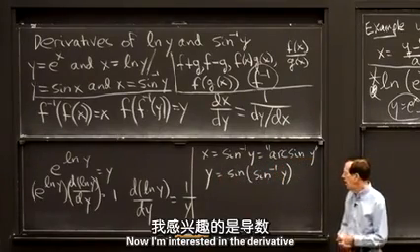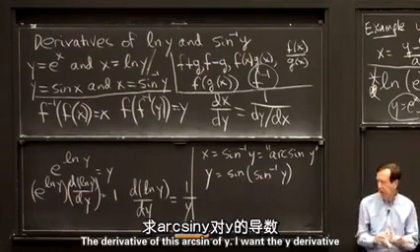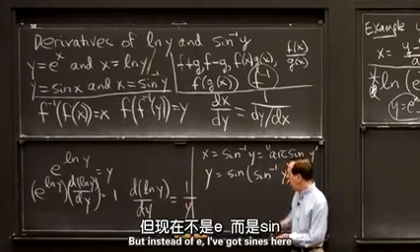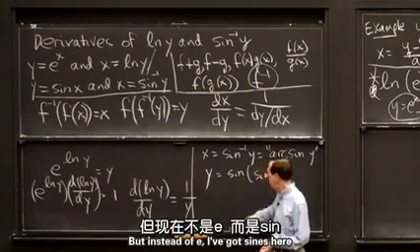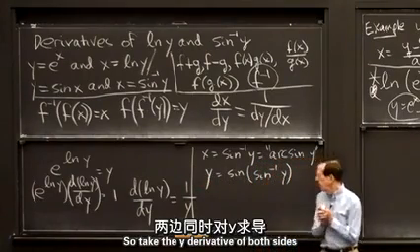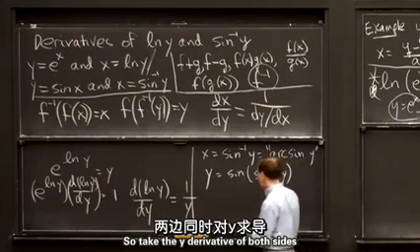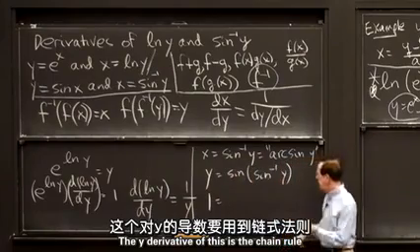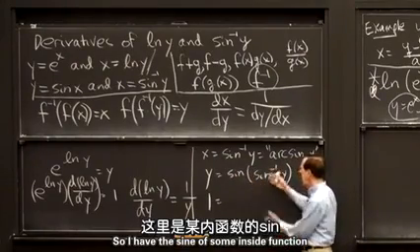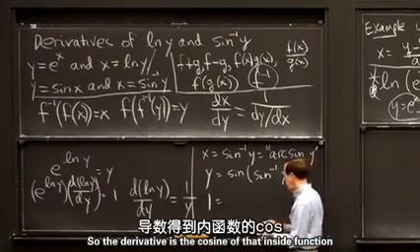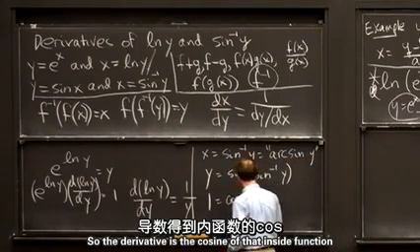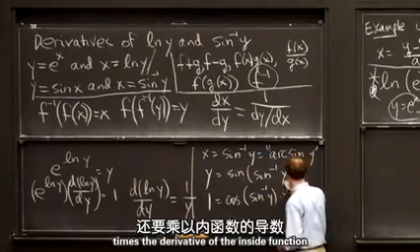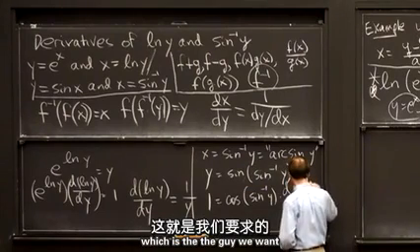All right? Now I'm interested in the derivative. The derivative of this arc sine of y. I want the y derivative. I'm just going to copy this plan, but instead of e, I've got sines here. So take the y derivative of both sides. Well, I always like that one. The y derivative of this is the chain rule. So I have the sine of some inside function. So the derivative is the cosine of that inside function times the derivative of the inside function, which is the guy we want.